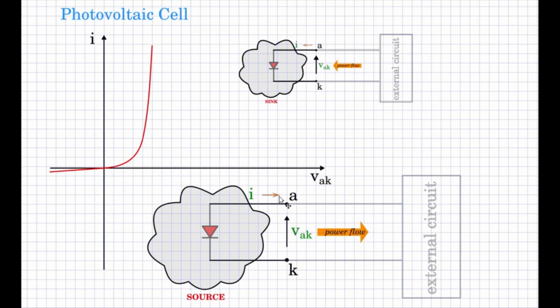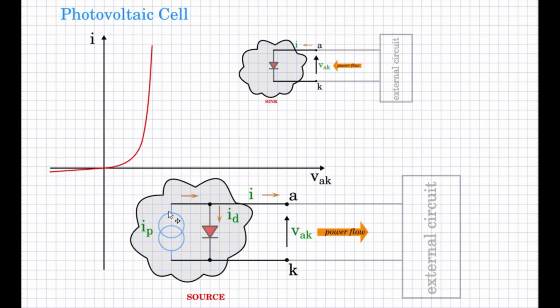But how does the current here flow in this direction? Because we all know that the diode can handle current flow only in the direction from anode to cathode. How can one make the current flow in this direction out of the terminal?